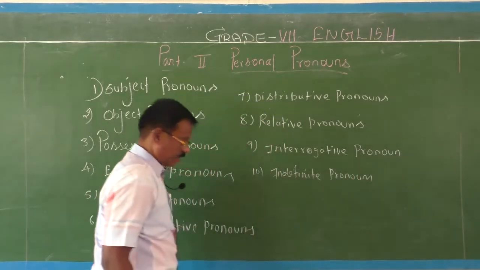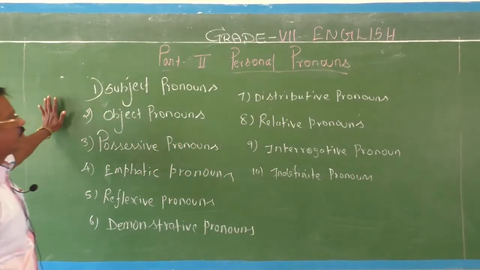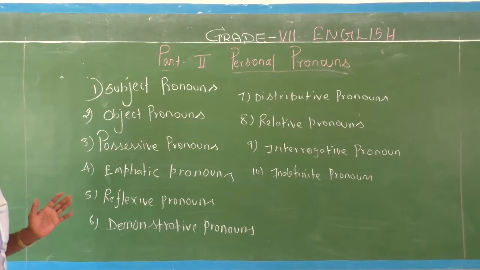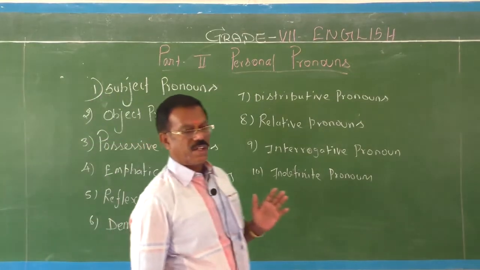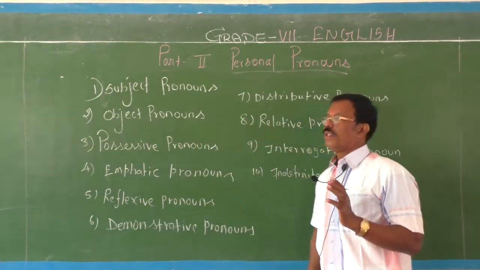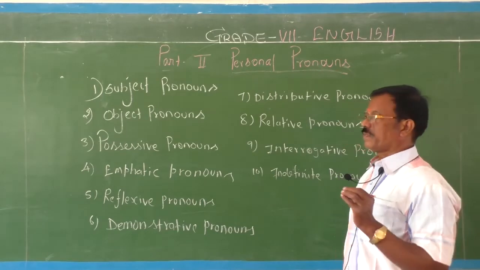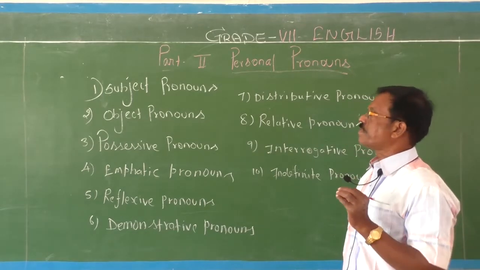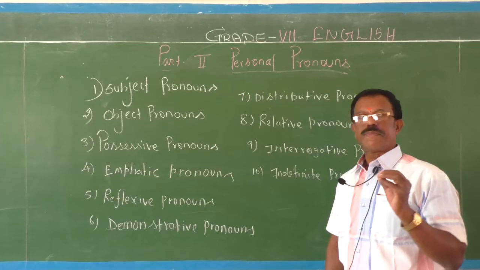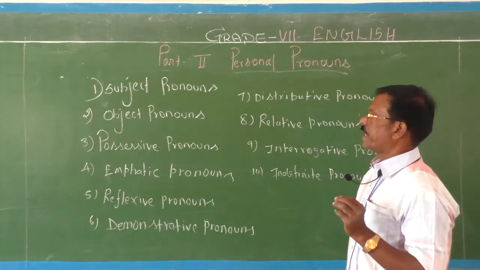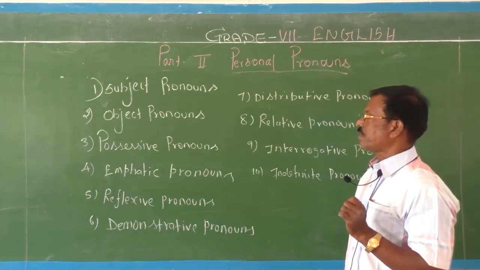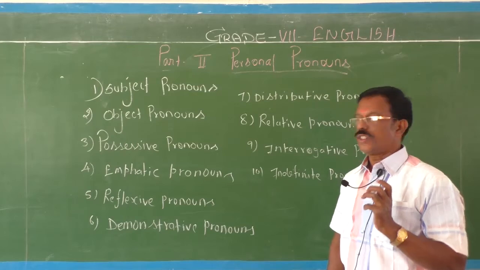Okay, children. So these kinds of pronouns you have learned with good examples. I hope you can understand all these pronouns well now. So what are pronouns? What are the persons? First person, second persons, and third persons? What are subject pronouns? What are object pronouns? What are possessive pronouns? They refer to the possession, the ownership.